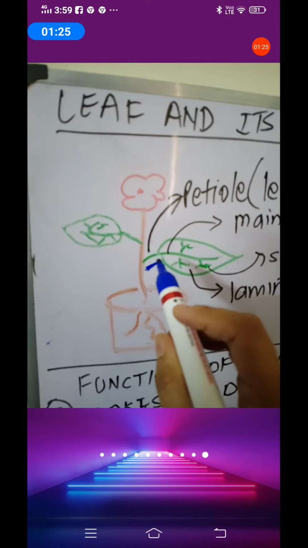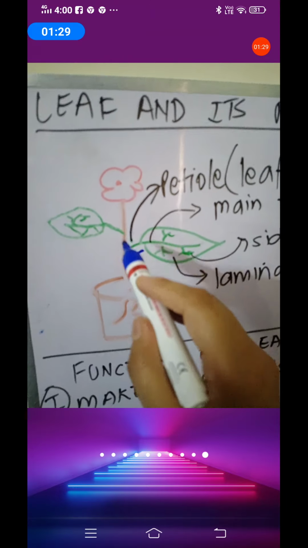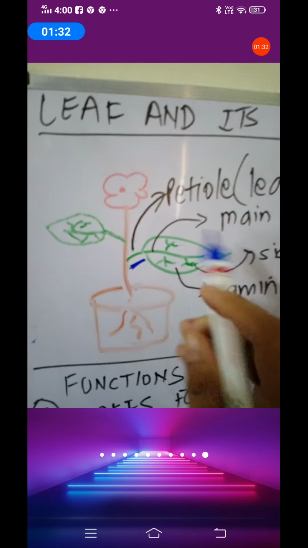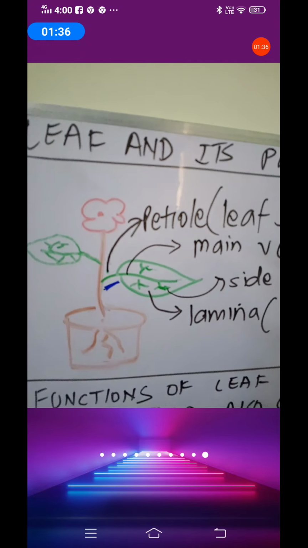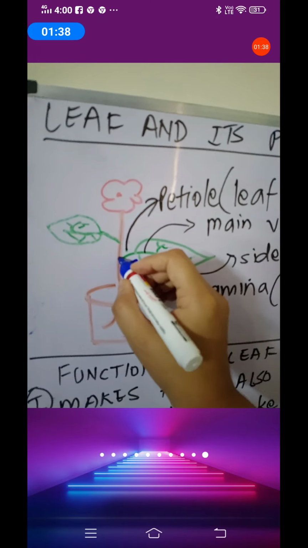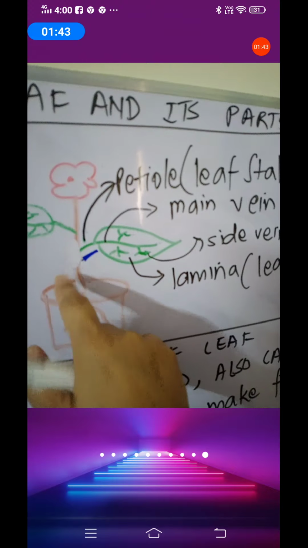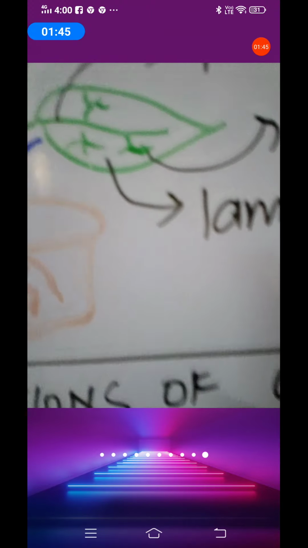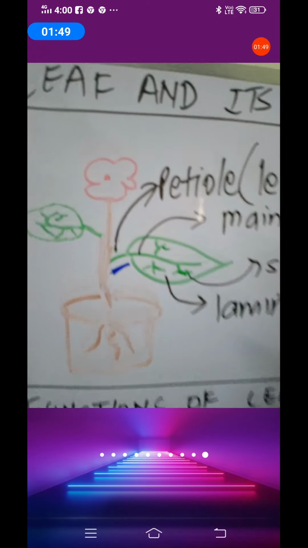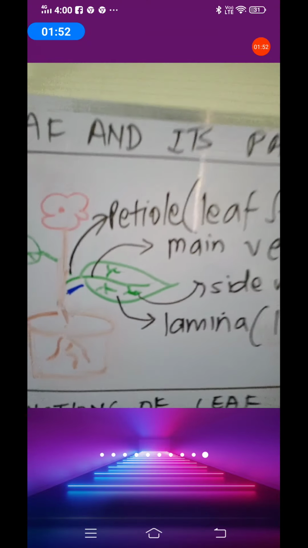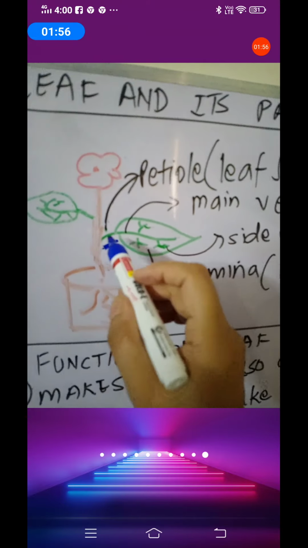So what is petiole? Petiole is the portion of the leaf that connects it with the stem. Okay? So this portion is petiole. Petiole is also called the leaf stalk.